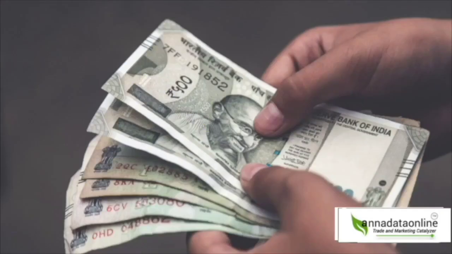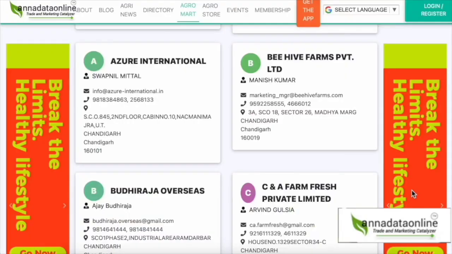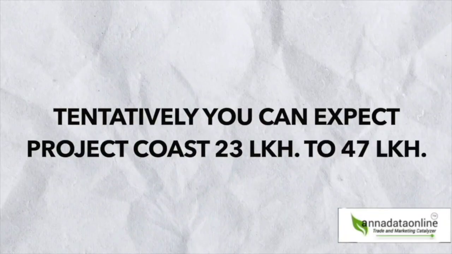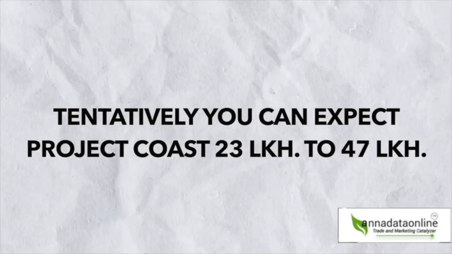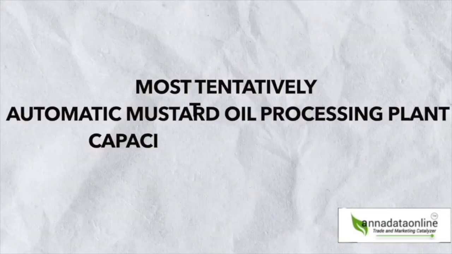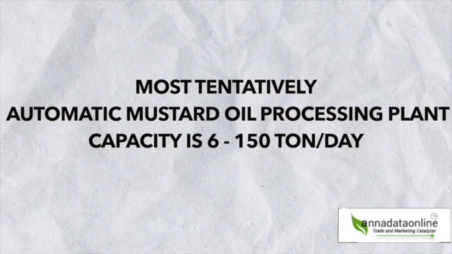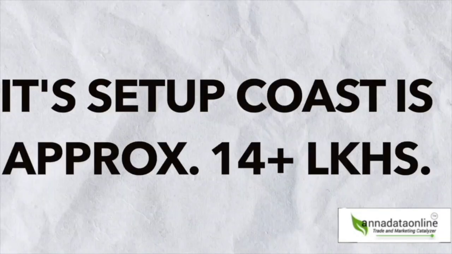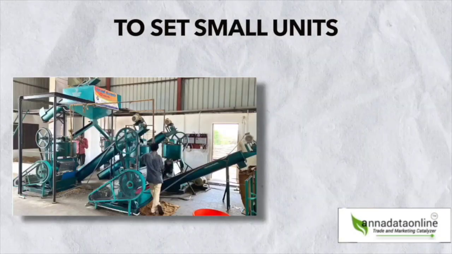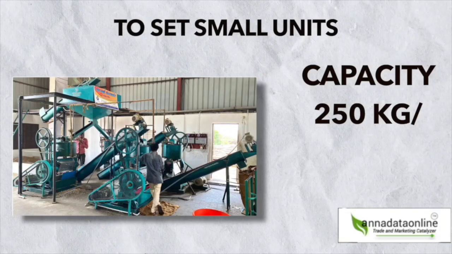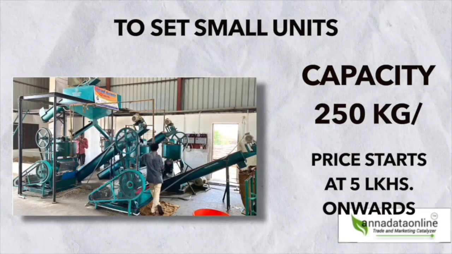Now coming to the financial aspects, you should contact an authorized project report consultant or can check our webpage for listed consultants. Tentatively, you can expect a project cost of 23 lakhs to 47 lakhs. Most tentatively, for an automatic mustard oil processing plant of capacity 6 to 150 ton, the setup cost is approx 14 plus lakhs to set up a small unit. Fully automatic oil mill machinery of capacity 250 kilograms per hour, price starts at 5 lakhs onwards.